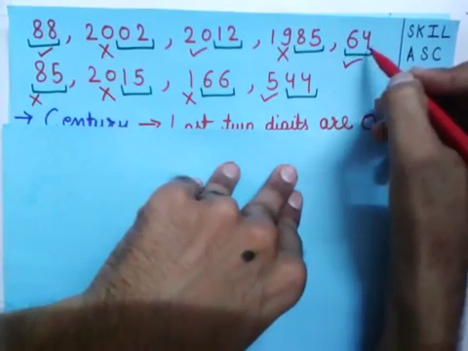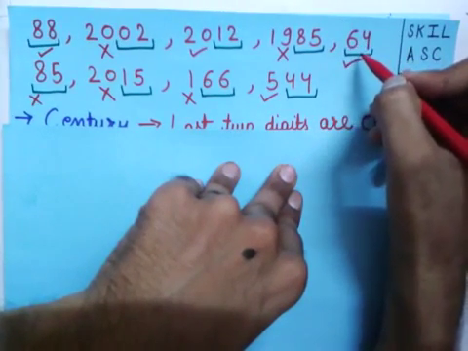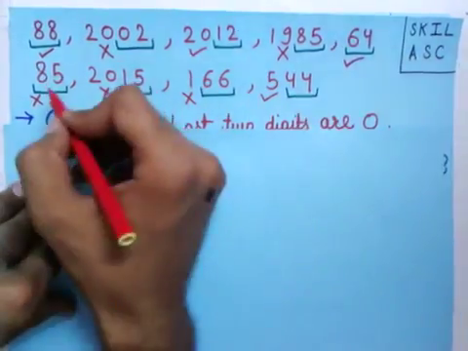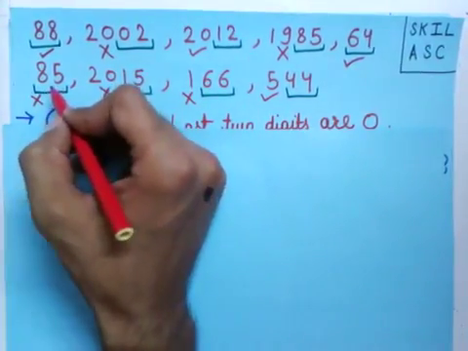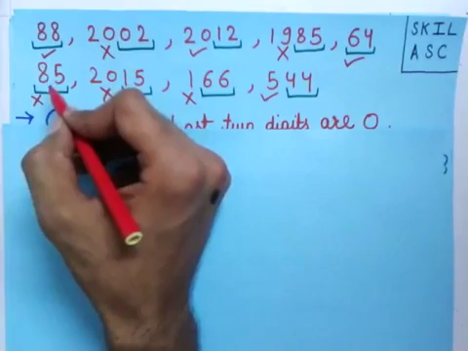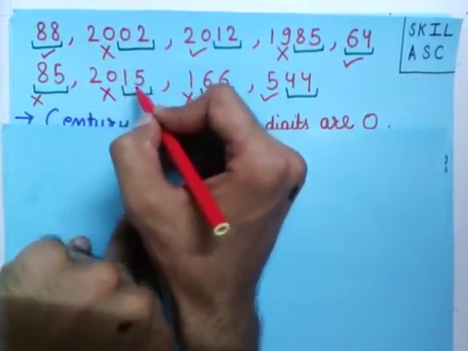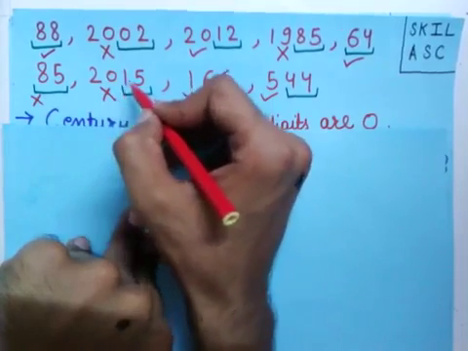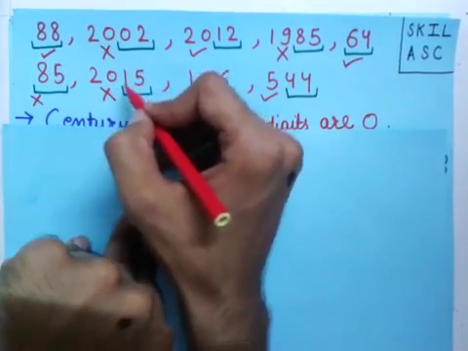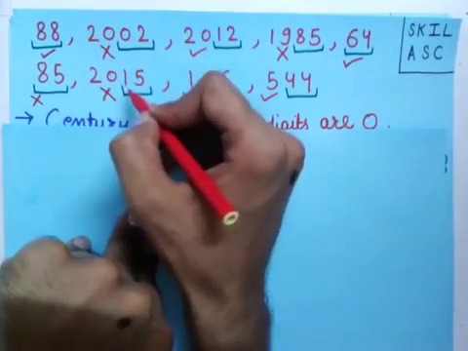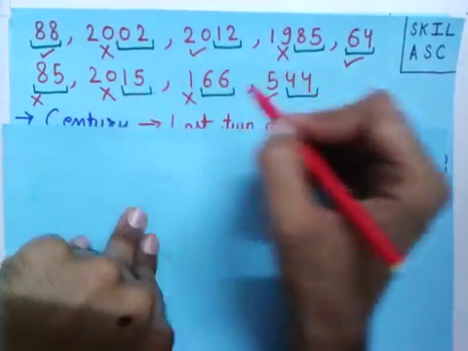Next year is 64. 64 is divisible by 4, so it is a leap year. Next year is 85. 85 is not divisible by 4, so it is not a leap year. Next year is 2015. 15, the last 2 digits of this year, is 15, and 15 is not divisible by 4, so it is not a leap year.